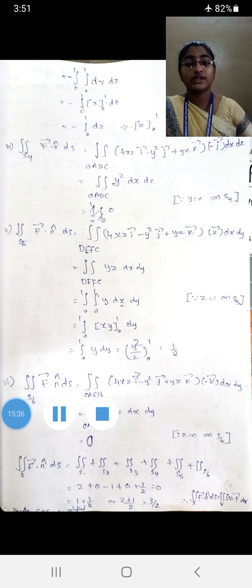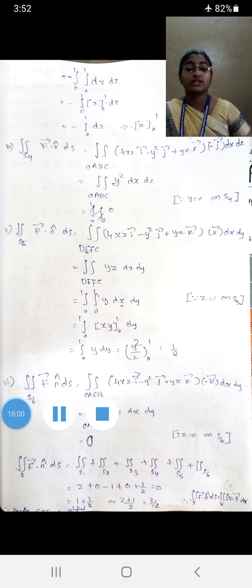Now surface 5. We take the top of the cube, so we get the k vector. Substitute n cap as the k vector. Multiplying the k vector values, we get yz dx dy. So the double integral from 0 to 1. We know that z equals 1 on surface 5. So we get y only, y dx dy. Solving for x, we get x only with respect to 0 to 1. When we substitute the upper value, we get 1. Then integrate y dy, we get y square by 2 with the limit 0 to 1. Upper limit, so we get half.